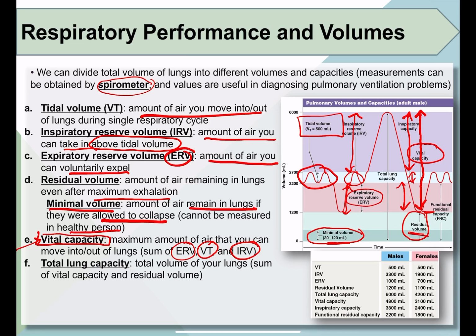And the total lung capacity is the total volume, including your vital capacity along with the residual volume right here. So it is the sum of your vital capacity and residual volume. Here is a good reference chart for you to know the gist of these different volumes, whether you're a male or female. Males always tend to have a larger vital capacity, IRV, and ERV, due to their anatomical features that are different from females.